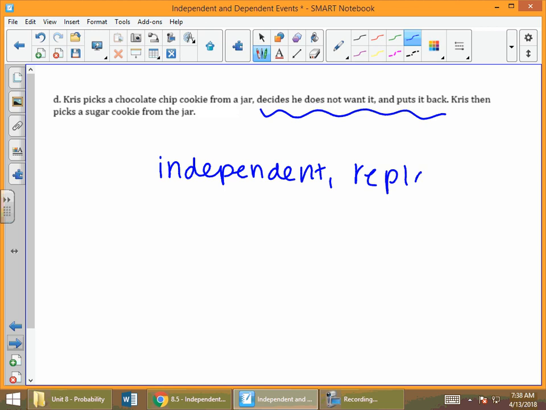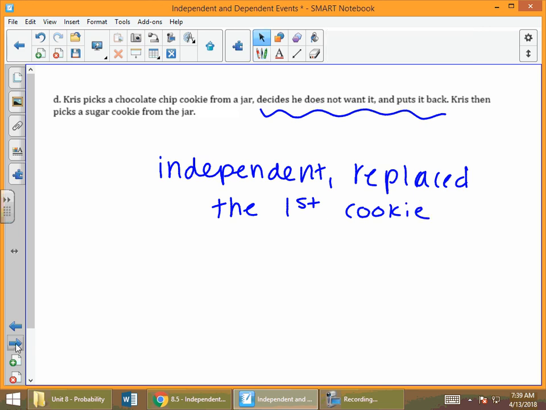Replaced the first. So whenever you put something back, whenever you replace something, it's going to automatically be independent.